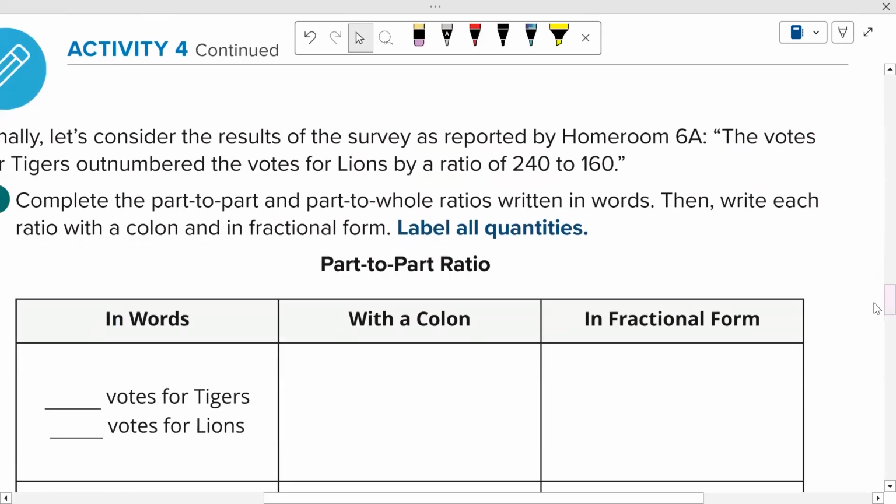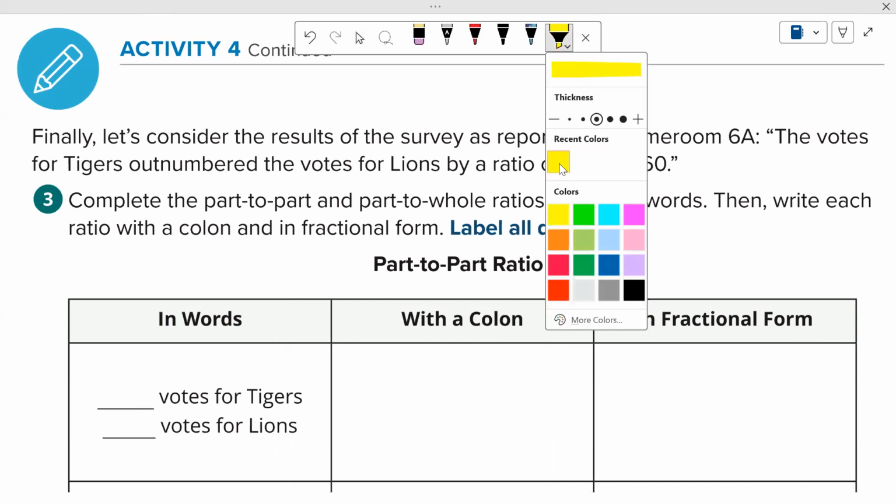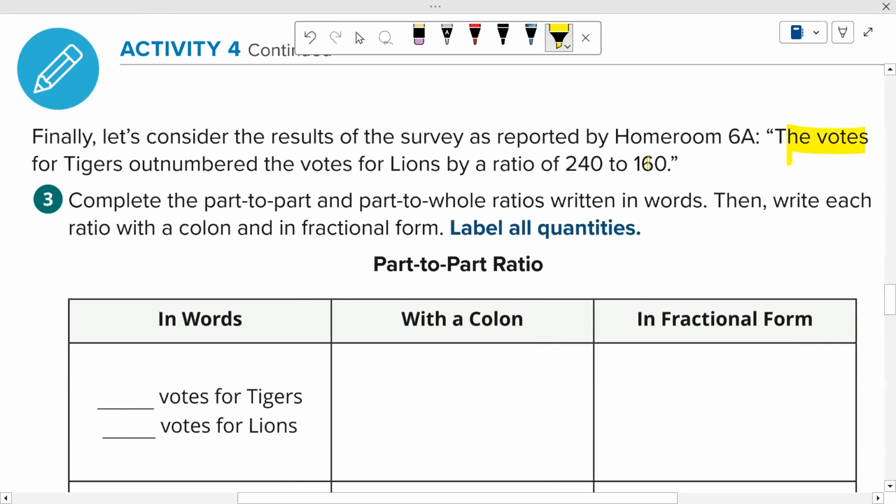All right, then it says, finally, let's consider the results from the survey as reported in homeroom 6A. It says that the votes for the tigers outnumbered the votes for the lions by a ratio of 240 to 160. So they're giving you 240 first. That means tigers, because it's the first word in our situation, to 160. 160 goes with lions because it's the second number in the ratio and it's the second word in our situation.